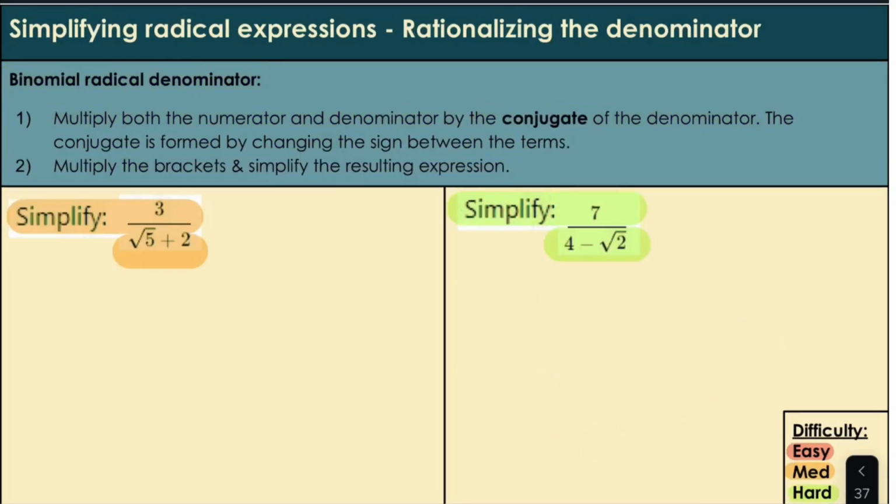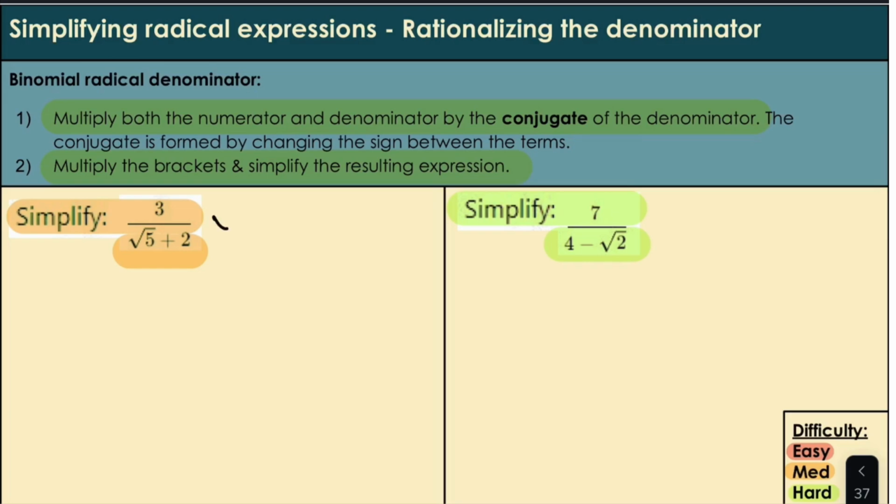In our next examples, we have a binomial radical denominator. So we'll follow these two steps. We'll multiply both the numerator and denominator by the conjugate of the denominator. The conjugate is formed by changing the sign between the terms. Then we'll multiply the brackets and simplify the resulting expression. Let's try our first example.